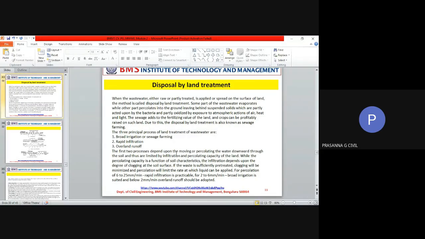So the first 2 processes depend upon percolating water downward through the soil, so that the infiltration and percolation capacity of the land can be made use of. So for this, we have the best methods of sewage farming and infiltration that are being used. I have 2 pictures here before I stop the class.